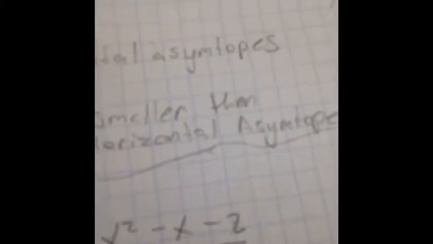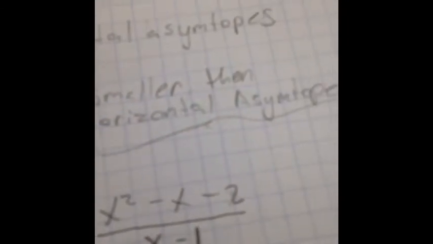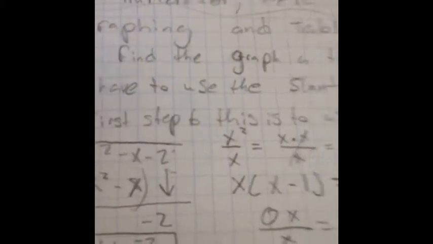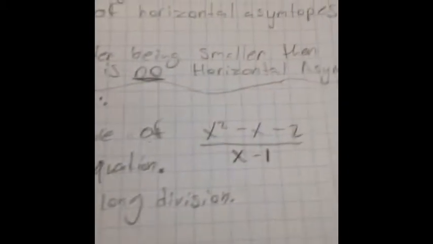Now we find the horizontal asymptote, and there are many rules for those which we'll cover, but the one we're focusing on right now is because the denominator is smaller than the numerator, there is no horizontal asymptote, so we don't have to draw that on our graph. Graphing and table.